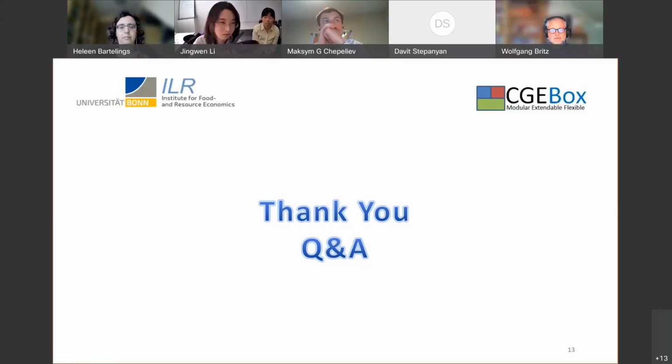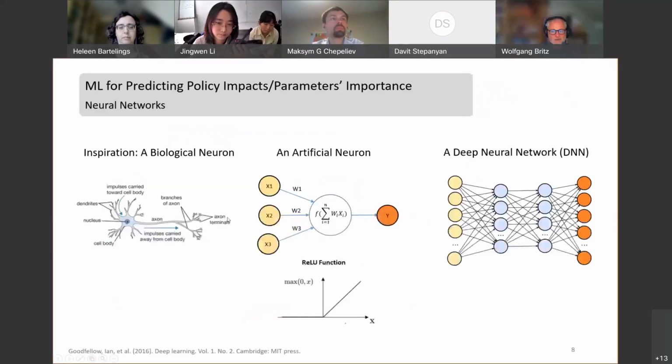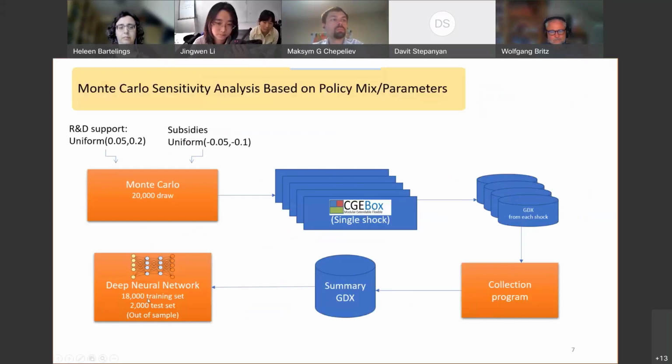If I may add here, we use 10% of the data as an out-of-sample set, and we had the same prediction quality in the out-of-sample as in the training set. So that is the typical validation you do for these machine learning procedures.